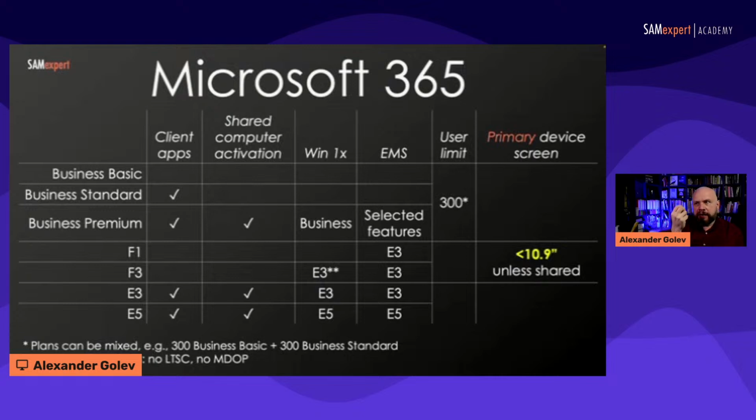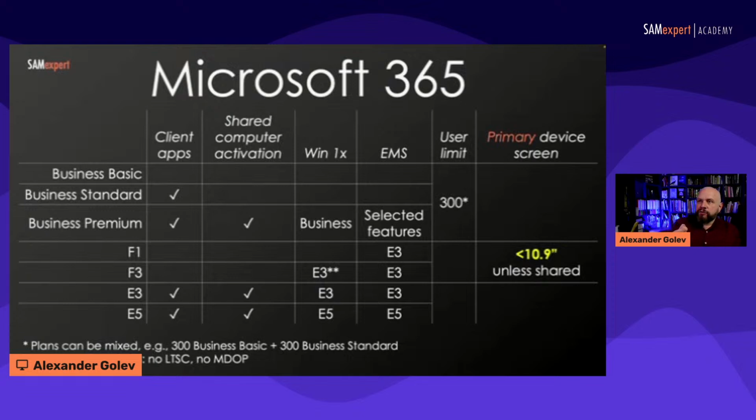Those plans, the F3 plan includes Microsoft Windows 11 Enterprise, but with reduced rights. And, strictly speaking, almost everything is available, except for two things. There's no LTSC, so there's no right to install Long-Term Servicing Channel. Those of you who don't understand it, don't bother. Ask your admins. And no Microsoft Desktop Optimization Pack, so no MDOP rights. They're not included in F3. If you want that, you need to at least procure E3.